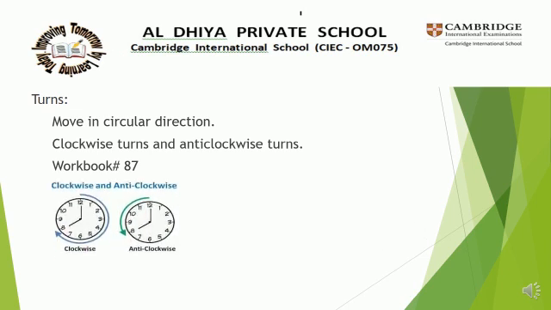Take your workbook, page number 87. Challenge 1: draw lines to match the directions on the circles. The first one is clockwise. In the first picture you can see the arrow moving from the 12, drawn up to 8 o'clock. It moves in the direction a clock rotates.